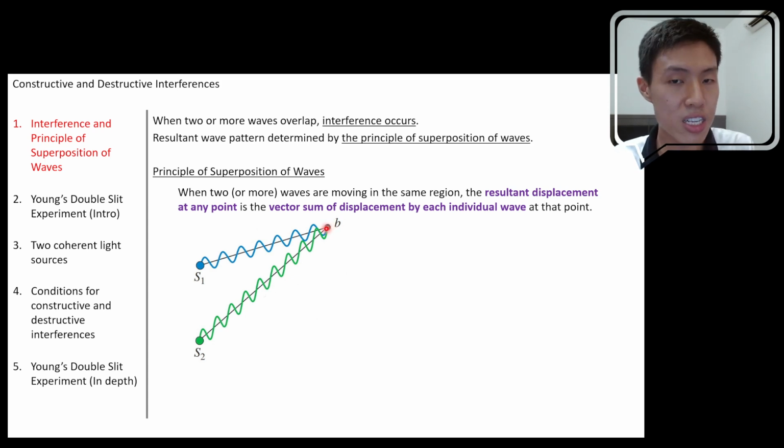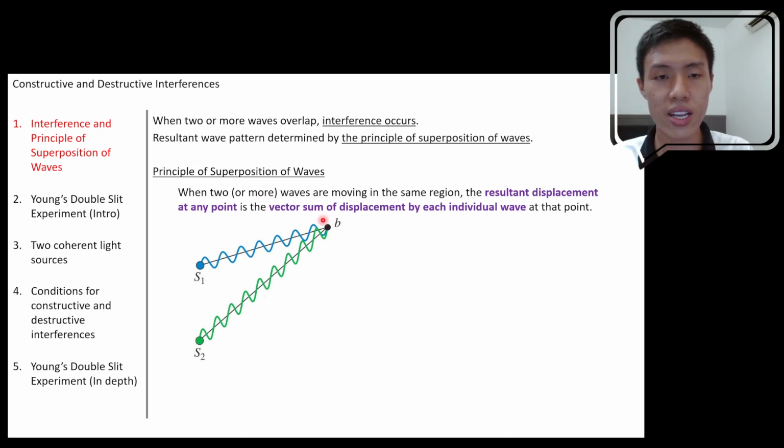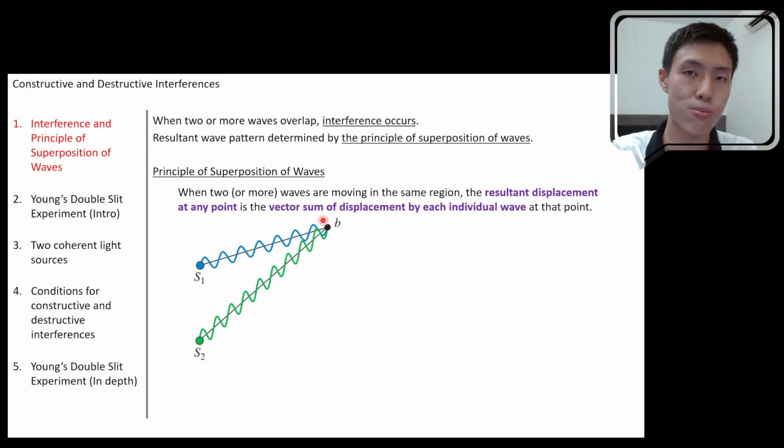So that's why at this particular moment, the resultant displacement that you will see at point B will be equal to 0. Okay, now that's the idea of the principle of superposition of waves. The main reason why I recall this principle is that this idea tells us that in this region over here, you find certain points which behave in a way that the way they interfere will always result in maximum crest, maximum trough. It will be an enlarged wave, much larger than before.